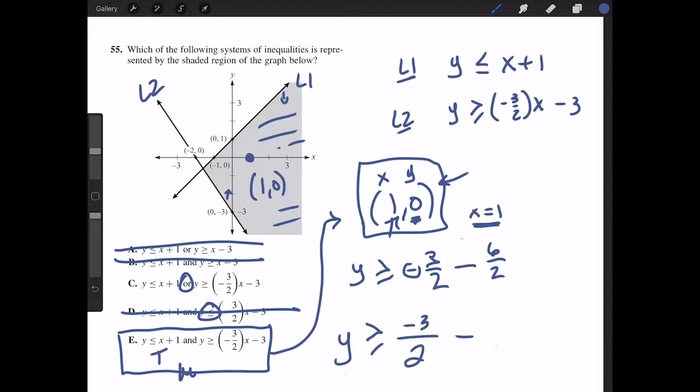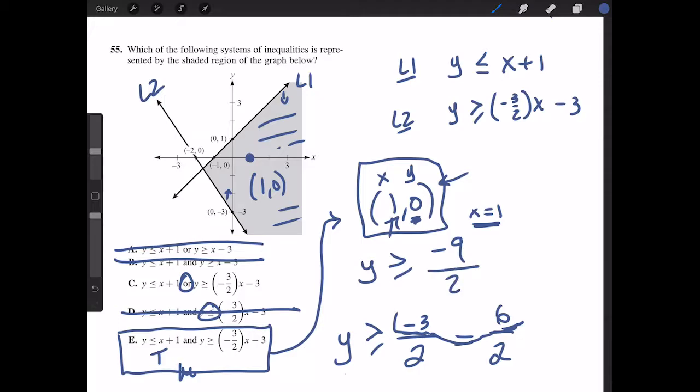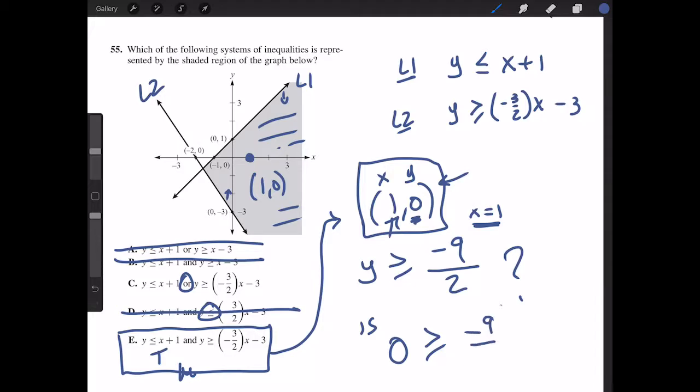We incorporate the negative sign into the numerator. So y should be greater than or equal to negative 3, everything divided by 2, and then minus 6 halves. So how much is negative 3 minus 6? Well, negative 3 minus 6 is, of course, negative 9. So y should be greater than or equal to negative 9 divided by 2, because the denominator obviously stays the same when we're subtracting fractions.